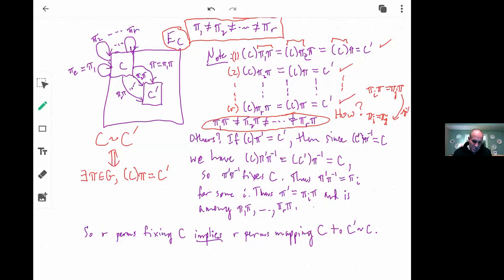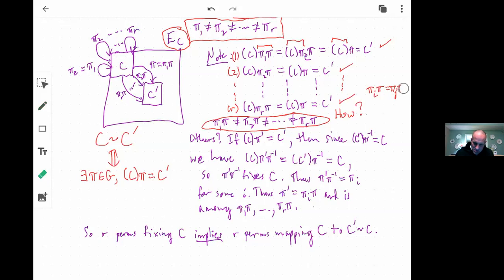So yeah, all of these have to be different from one another because the pi 1 through pi r are all different, okay? If I ever had two of these that were the same, like pi 1 pi and pi 2 pi, then pi 1 and pi 2 would be the same, but that would contradict the fact that they were different in the first place.